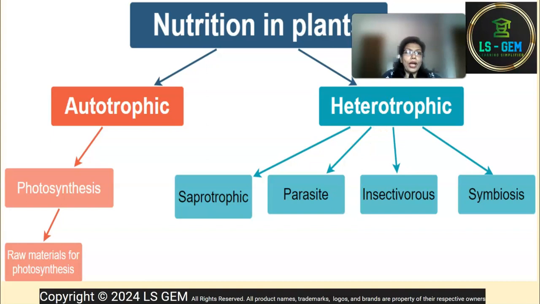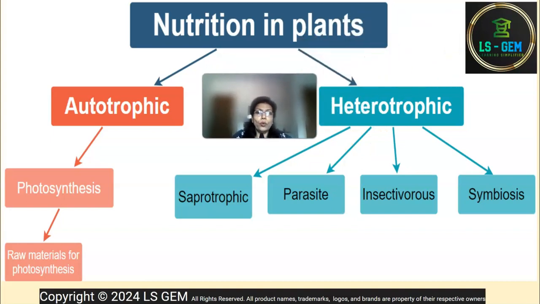So now, I hope you have understood what is nutrition. It means the way we take the food and the process to utilize the nutrients of the food is called nutrition. So now there are two kinds of nutrition. We will learn about nutrition in plants in this video.